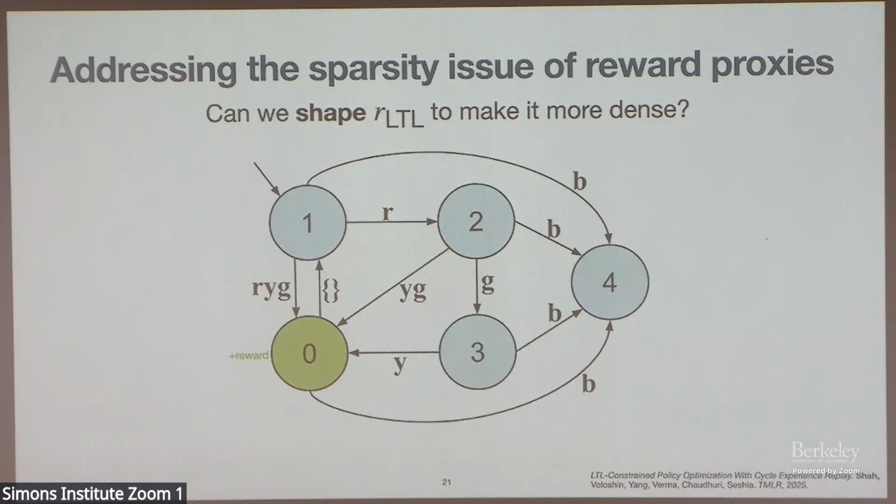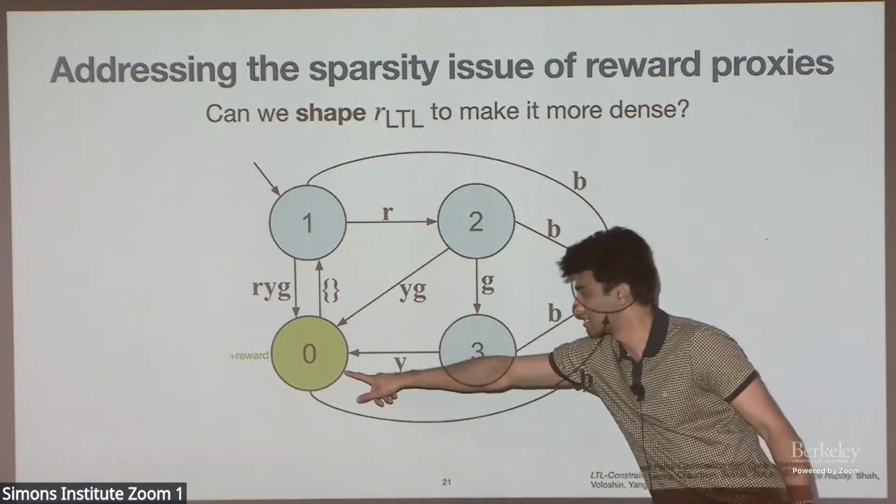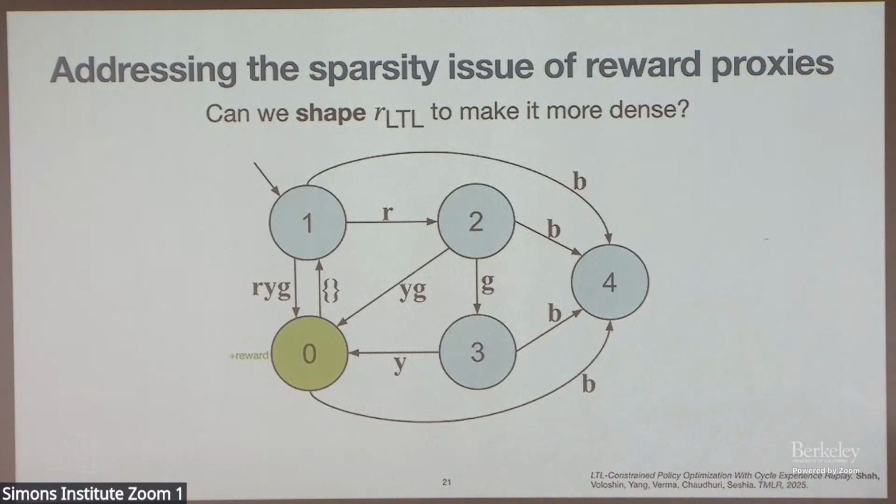And we'll recall, we have this structure, right? I'm glad we had these questions. We know the structure of our Büchi automaton. Can we use that somehow to densify the reward? So currently, when I visit this accepting state, that's the only time I'm getting reward.